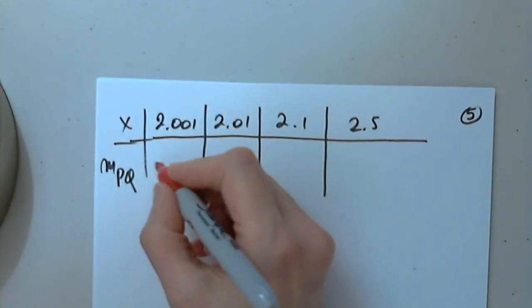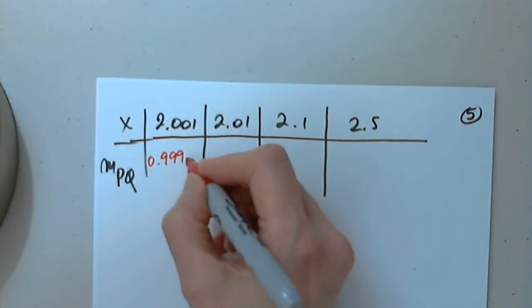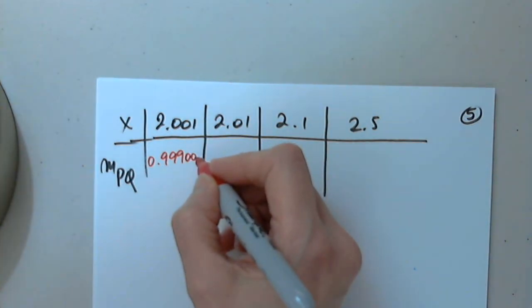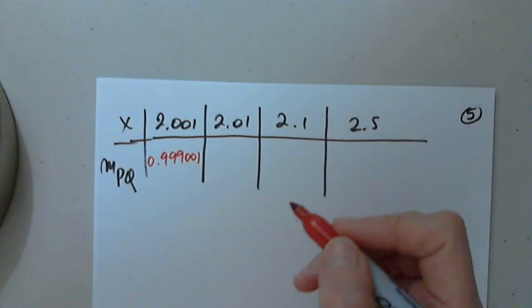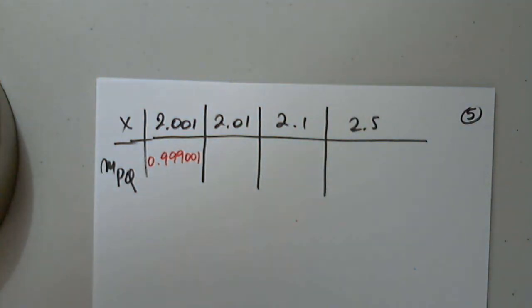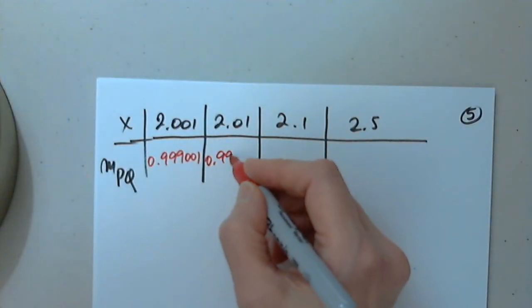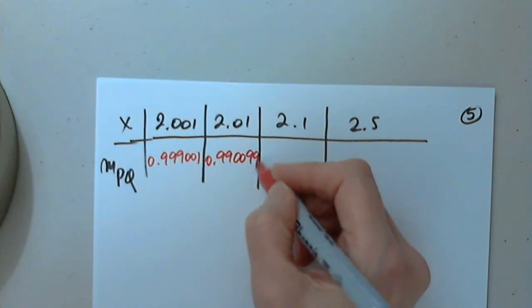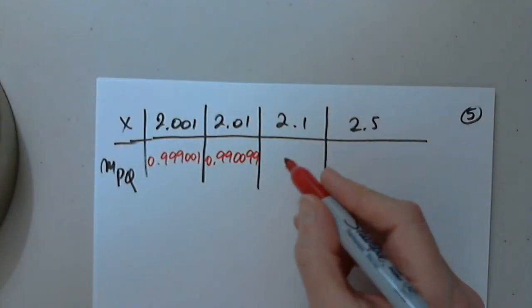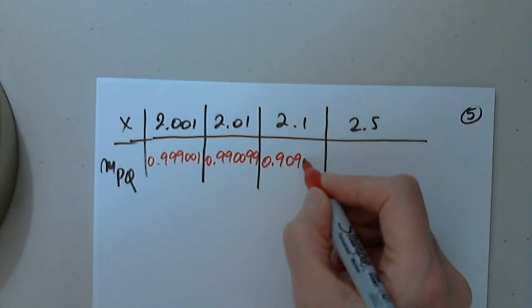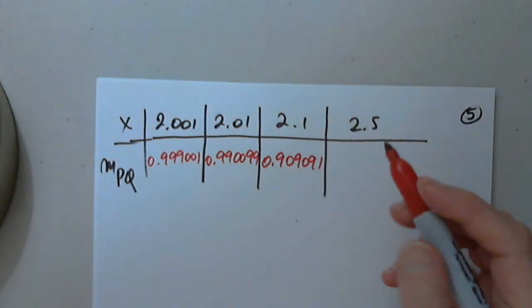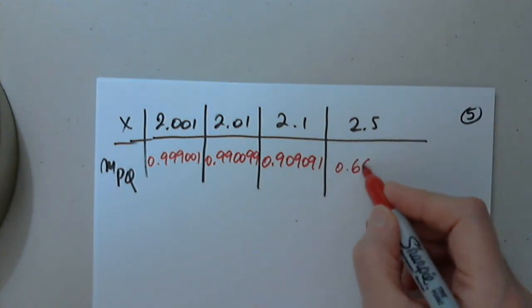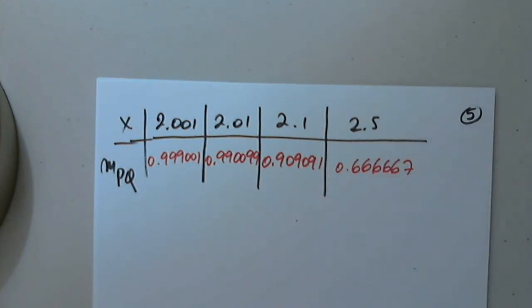So 6 decimal places, 0.999001. Okay, and the next one is 0.990099, and then 0.909091, 6 decimal places, and the last one 0.666667. Okay.